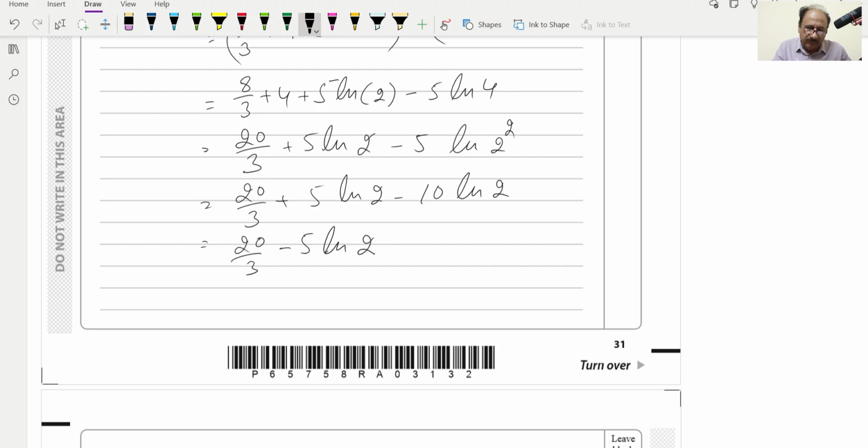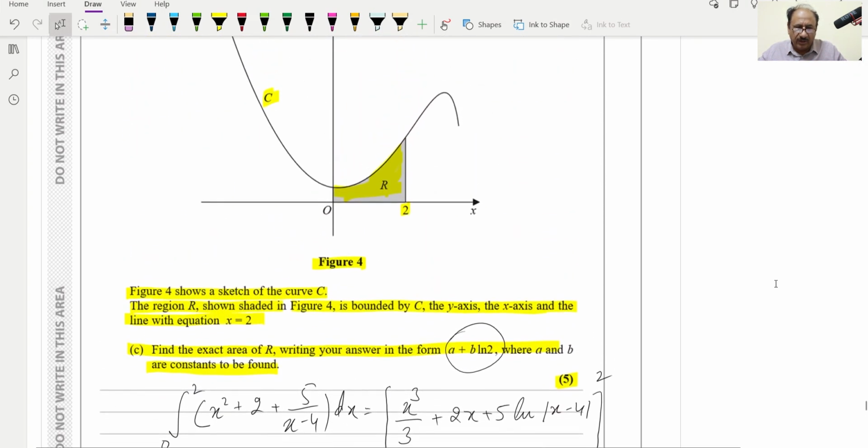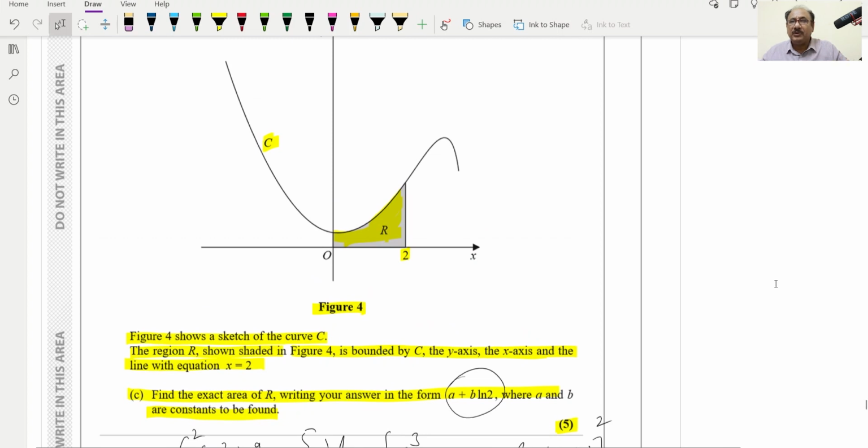And here we can check the values: a is equal to 20 by 3, and b value is equal to minus 5. So b value is equal to minus 5. These are basically the a and b values which we were supposed to find. We are done with the paper. Hopefully you understood each and everything.